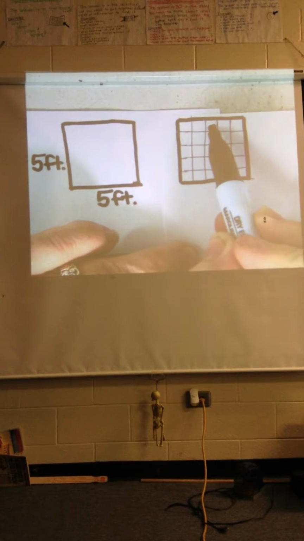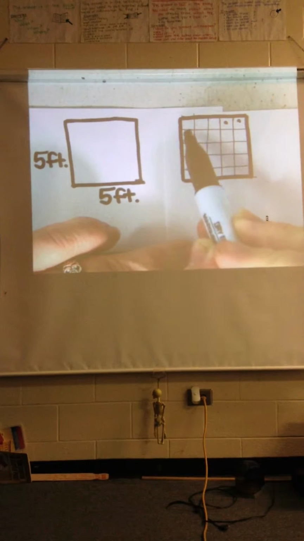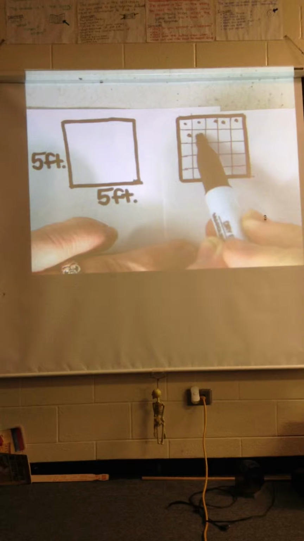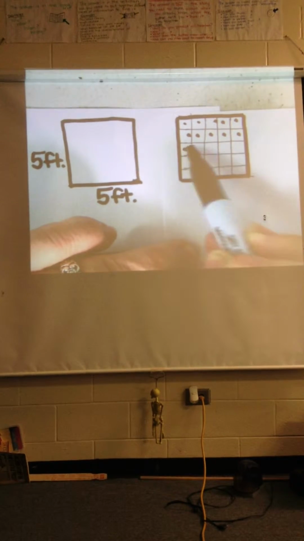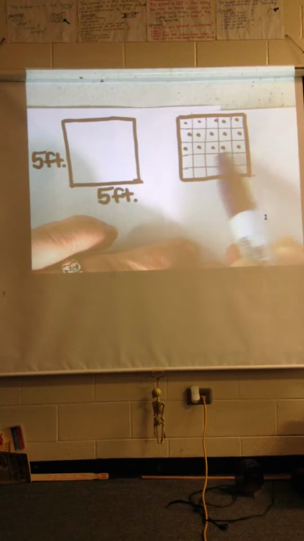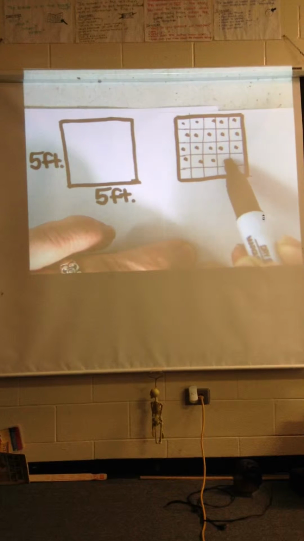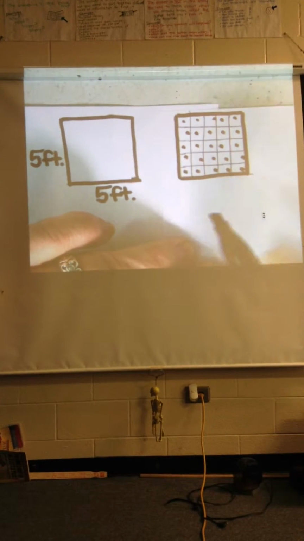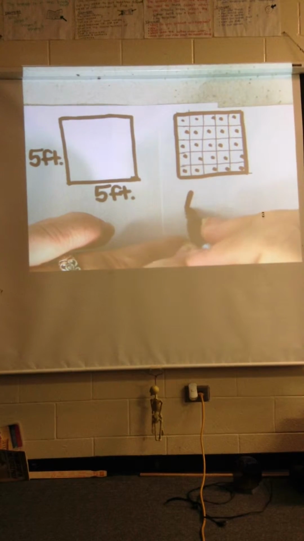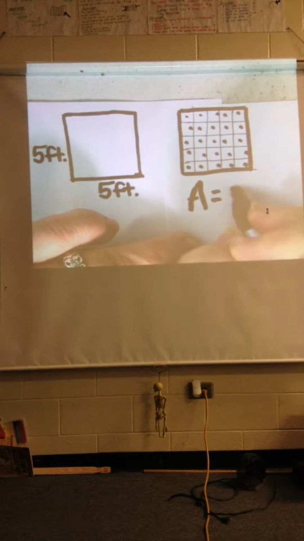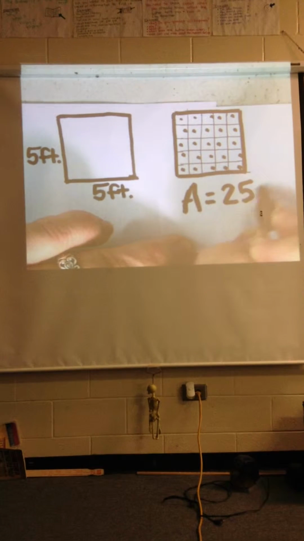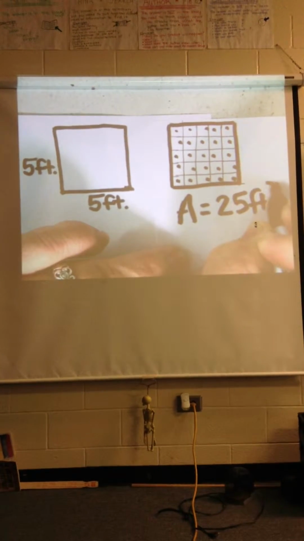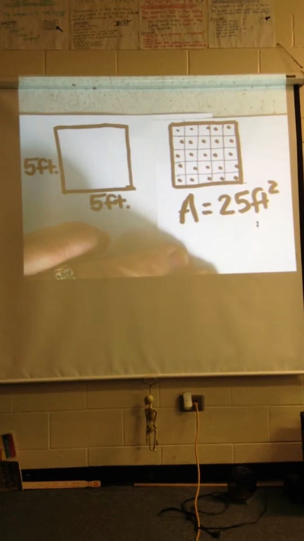1, 2, 3, 4, 5, 6, 7, 8, 9, 10, 11, 12, 13, 14, 15, 16, 17, 18, 19, 20, 21, 22, 23, 24, 25. So the area equals 25 feet squared, or square feet.